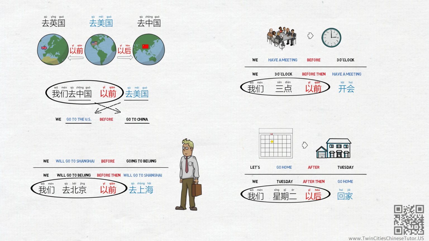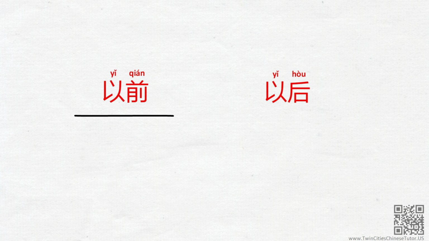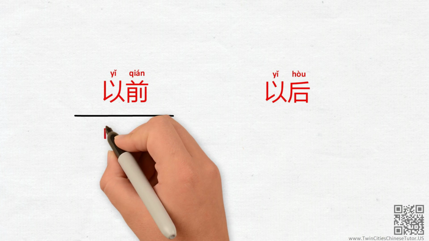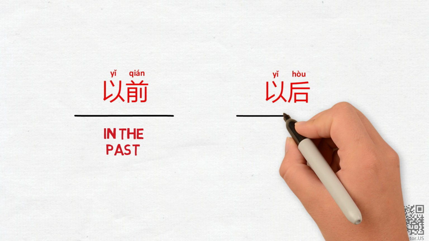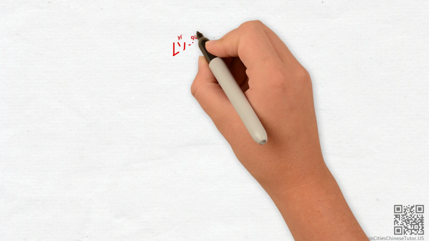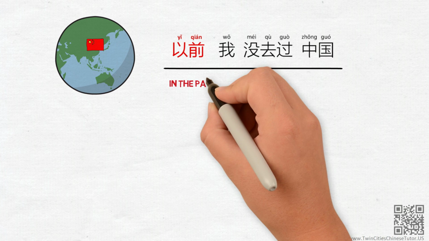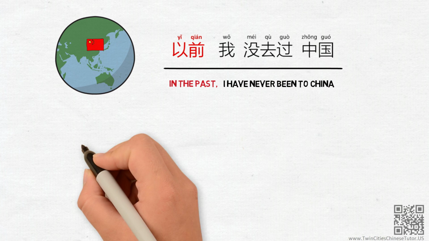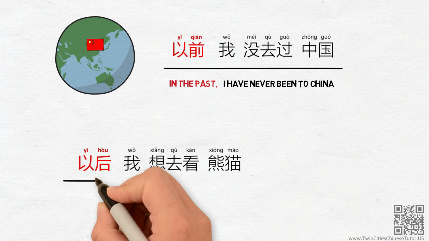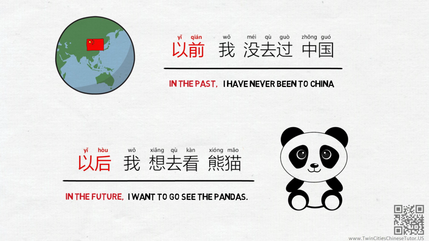So far, all of the examples that we have seen have something before the word 以前 and 以后. But sometimes in Chinese, we don't add anything before those words and just start the sentence with them directly. In those cases, similar to English word before, 以前 can be understood as in the past, while 以后 can be understood as in the future. For example, if we say 以前我没去过中国, that means in the past I've never been to China. If we say 以后我想去看熊猫, that means in the future I want to go see the pandas.